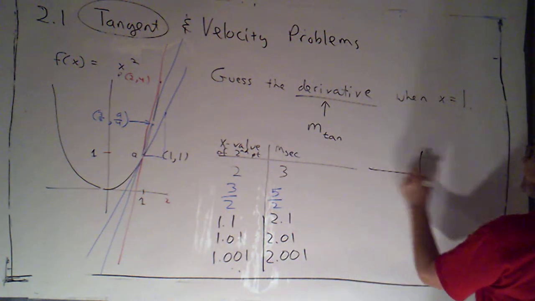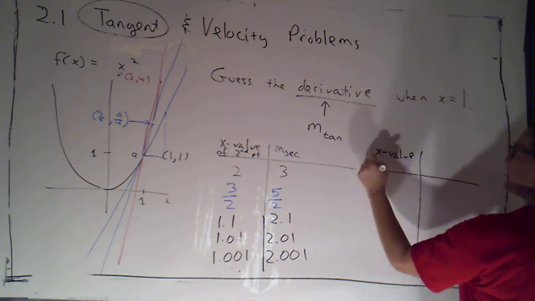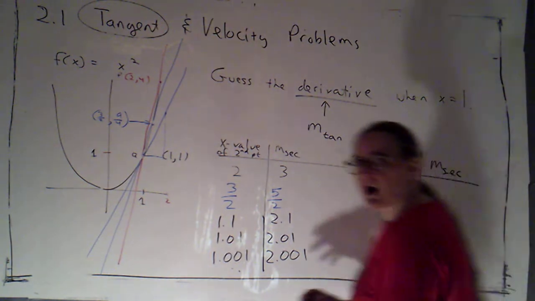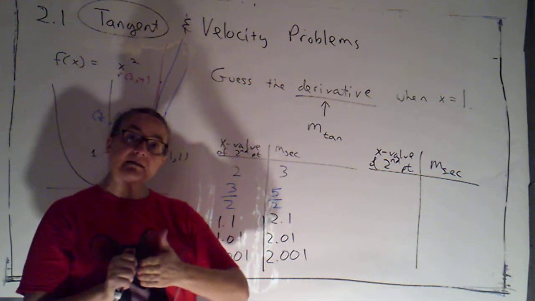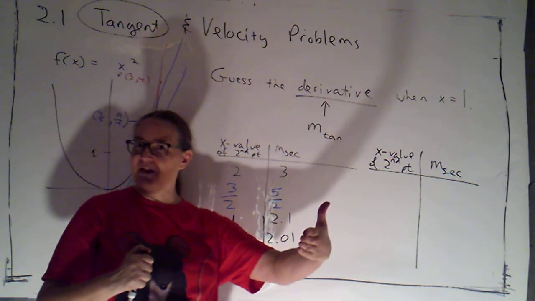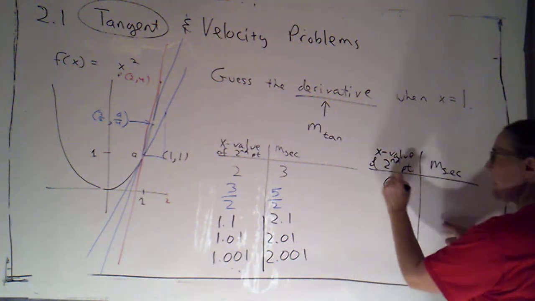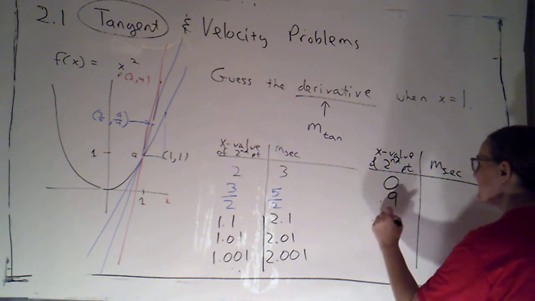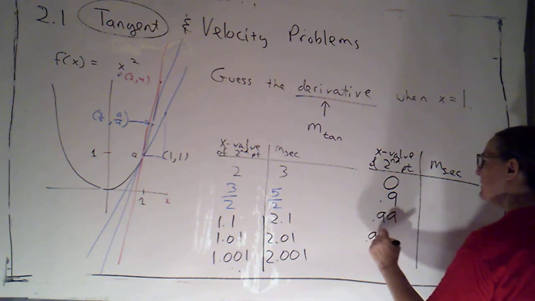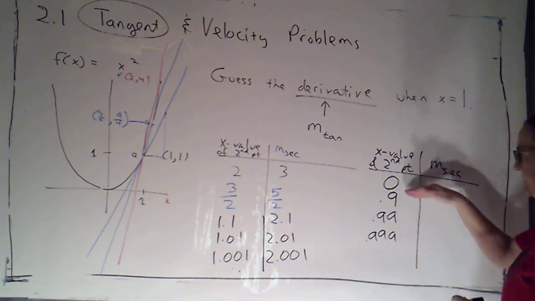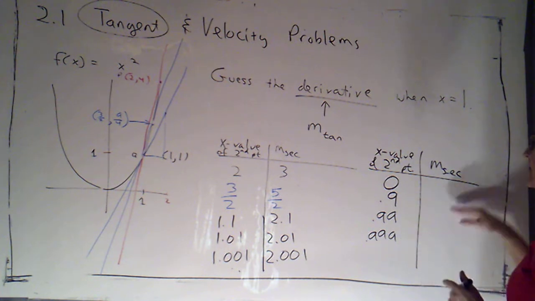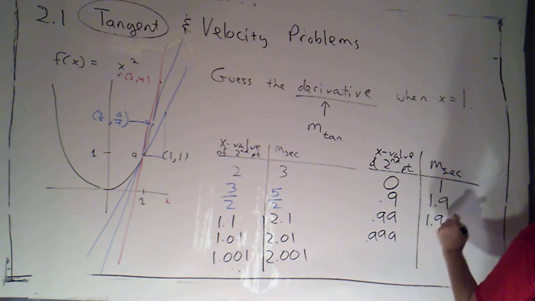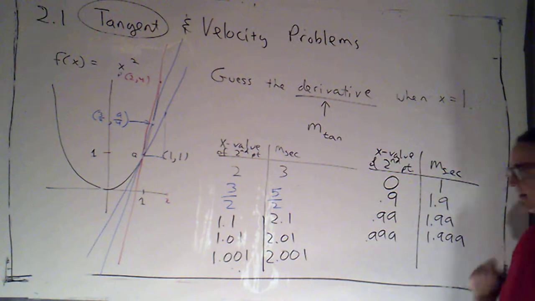So I'm going to create another table here, again with the x value of the second point and the slope of the secant line. But here I'm going to choose for my x values points that are on the left of 1 and getting a little bit closer. So maybe I'll start with 0, that would be 1 unit away, and then 0.9, that's just 1/10th away, 0.99, and 0.999. Okay, so 1/10th away, 100th, and then 1,000th. Turns out the slopes that we're going to get are 1, 1.9, 1.99, and 1.999.